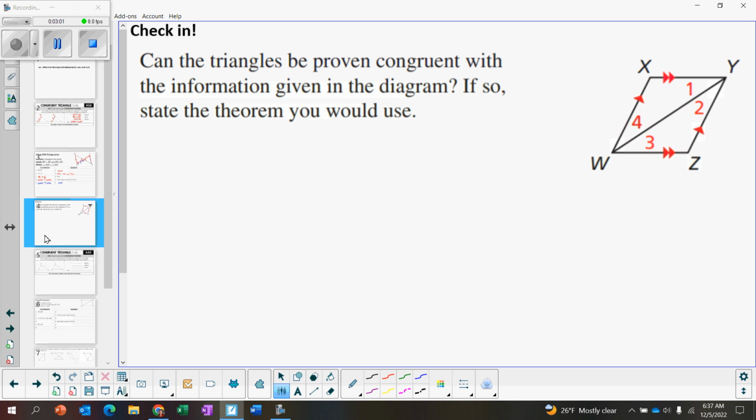All right, so you try this. You're not going to have to write a full proof, but determine if you can prove the triangles are congruent based on the information given in the diagram, which would be that WX is parallel to YZ and XY is parallel to WZ. If it's possible, state what theorem you would use. Pause when you're ready to see the answer.